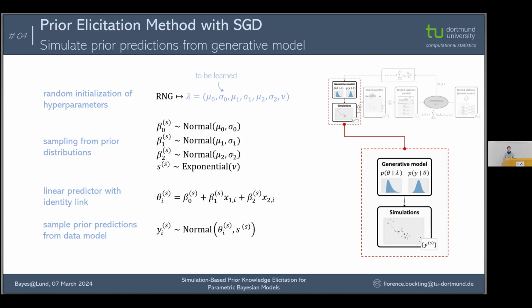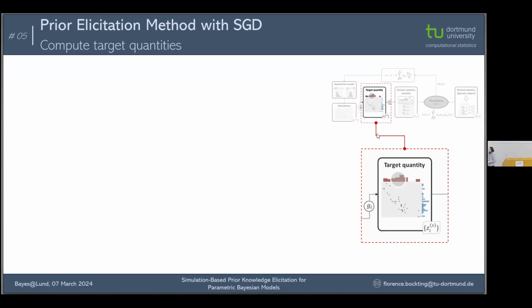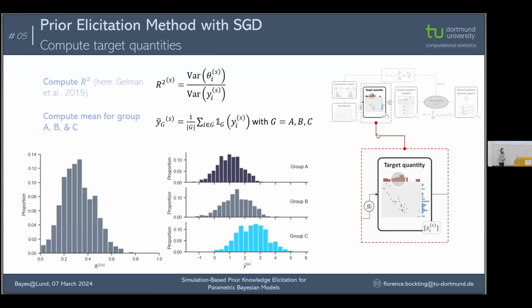predictions from our model. In the next step, we can define the target quantities, so actually the quantities that we would like to elicit from our expert. And this can be on the parameter space, so with just questions about particular parameter characteristics, but this can also be on the observable space with respect to the outcome value or any other quantities derived from this. In this particular example, we assume we ask the expert with respect to R square. And on the other hand, we also ask with respect to the expected average of the groups.